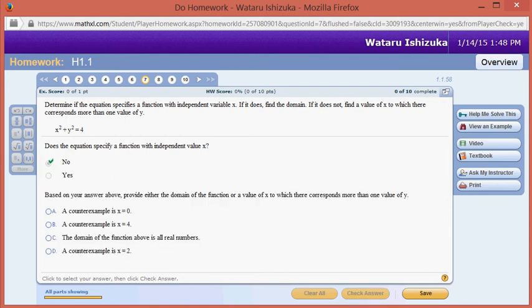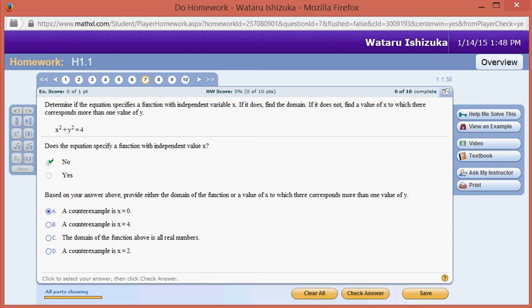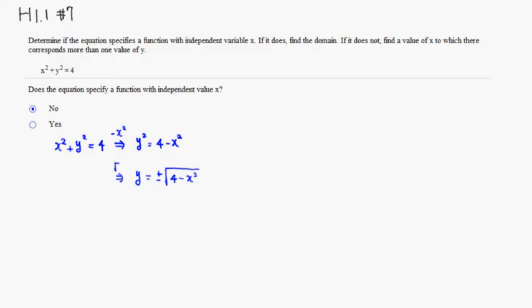Then, based on your answer above, provide either the domain of the function or a value of x for which there corresponds more than one value. A counterexample would be, for example, x equals 0, which would be a good one. If x equals 0, just plug it in. Maybe I'll go back here. If x equals 0, then plug it in, and you will get y squared is equal to 4.